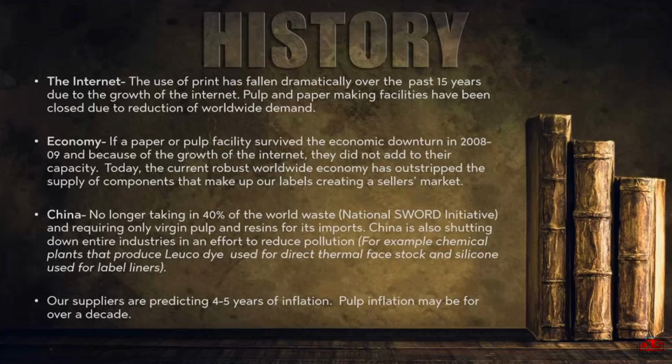capacity. And China plays a major role in that it consumes 55% of the world's scrap paper and is a major destination for other recyclables. Think about that. 55% of the world's scrap paper goes to China. So what they've been doing is, in an effort to reduce the amount of pollution China is experiencing, they've been shutting down entire industries like the chemical plants that produce leuco dyes used for direct thermal face stocks, as well as companies that produce silicone used in label liners.